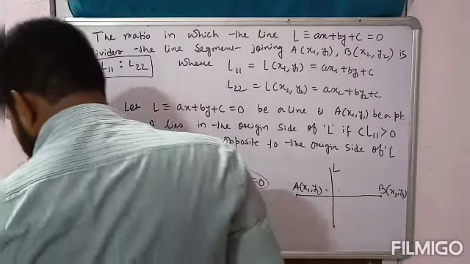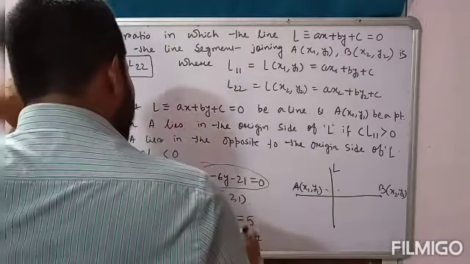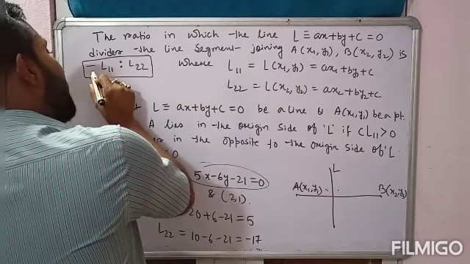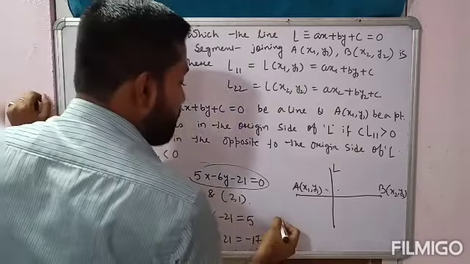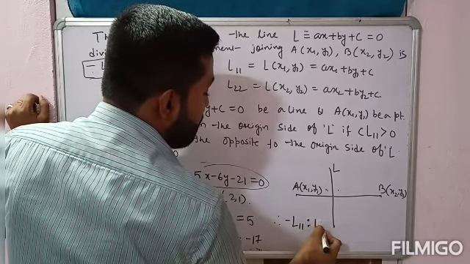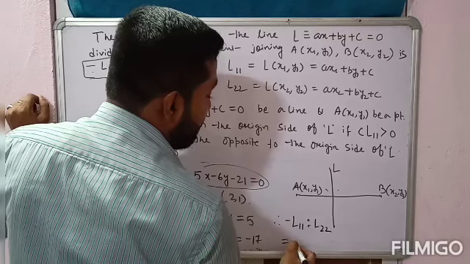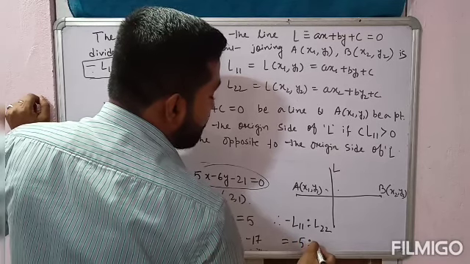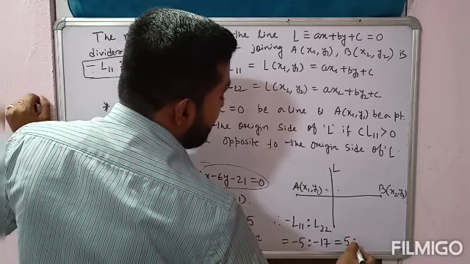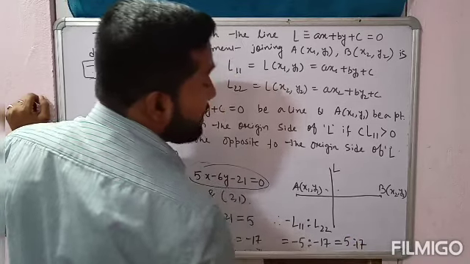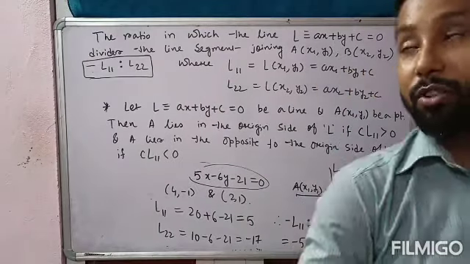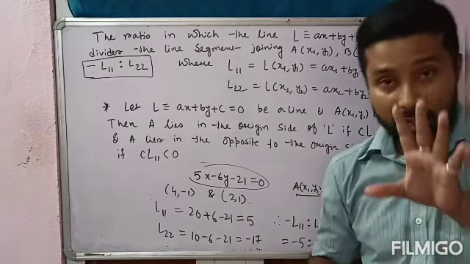So then what will be the formula? What is the formula? It divides always in the ratio minus L11 is to L22. So therefore minus L11 is to L22 is equal to minus 5 is to minus 17. So we can eliminate minus from the term. So answer is 5 is to 17. Okay, answer is 5 is to 17. So ये formula याद रखना है, shortcut formula this one.